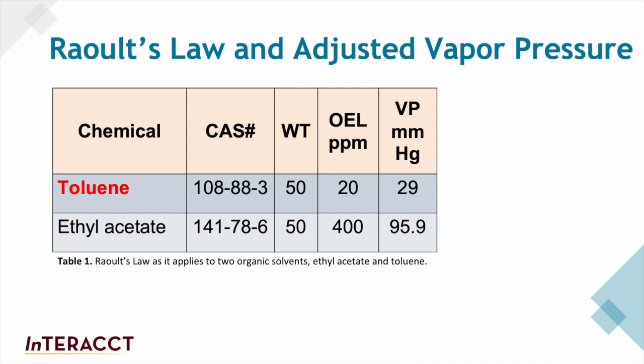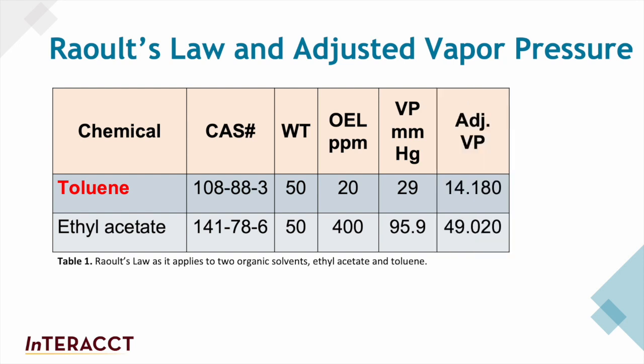The adjusted vapor pressure, or partial pressure, of the chemical in the mixture is adjusted using the mole fraction of each constituent and the vapor pressure of the pure chemical by applying Raoult's law. Notice that the adjusted vapor pressures, or partial pressures, are about 1/2 of the pure vapor pressure values. This is not surprising since each component represents 50% of the mixture.